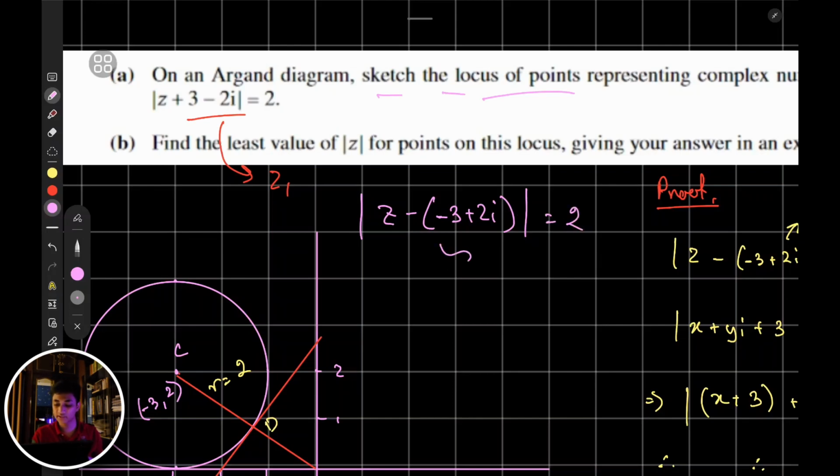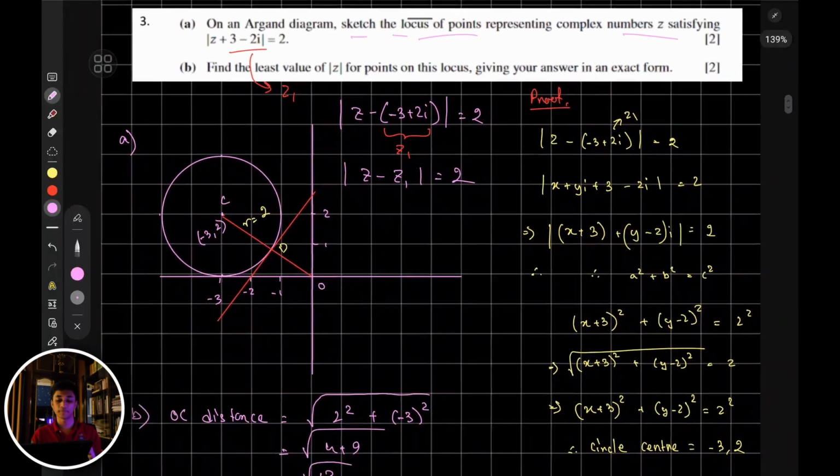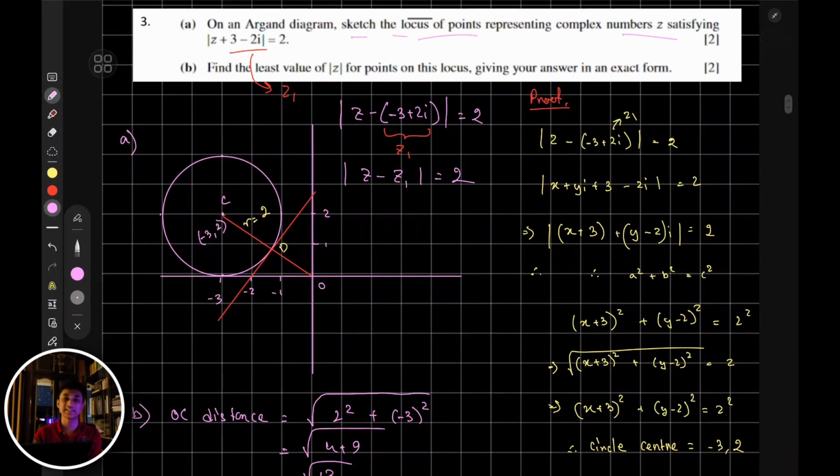So you can represent this as z1 just for the sake of understanding. Great. So if that is z1, you can say that |z - z1| = 2. What on earth does this mean? Modulus means distance or the magnitude. So the magnitude or the distance between the complex number z that is not known to us and the known complex number z1 is always going to be 2.